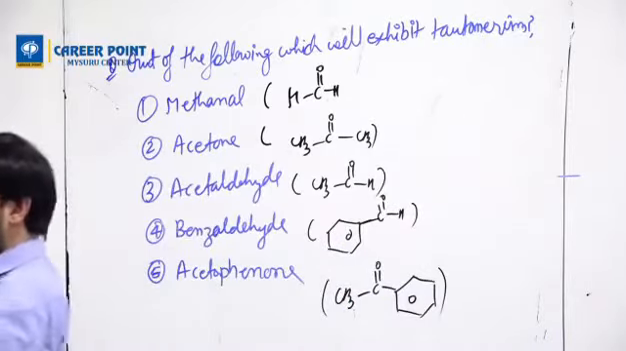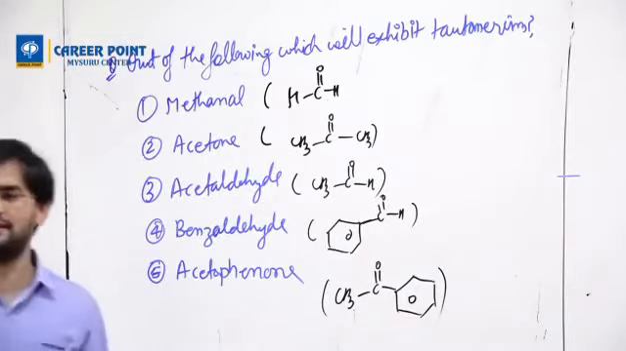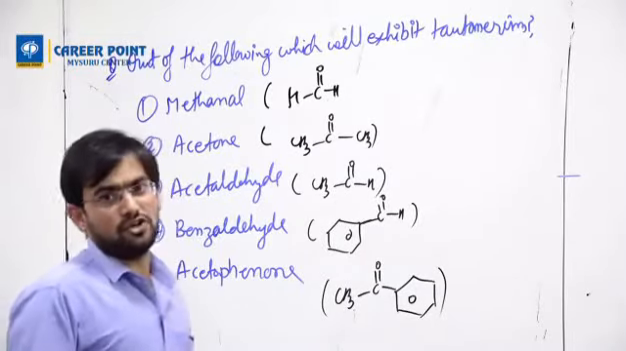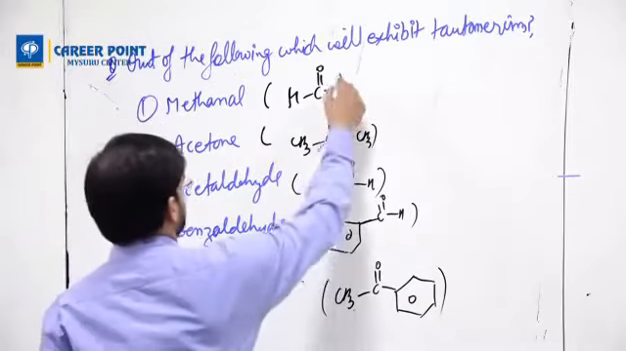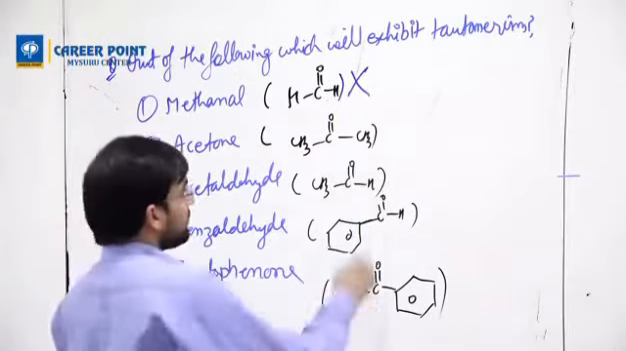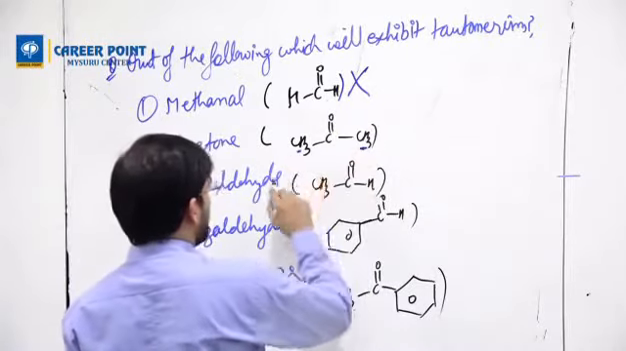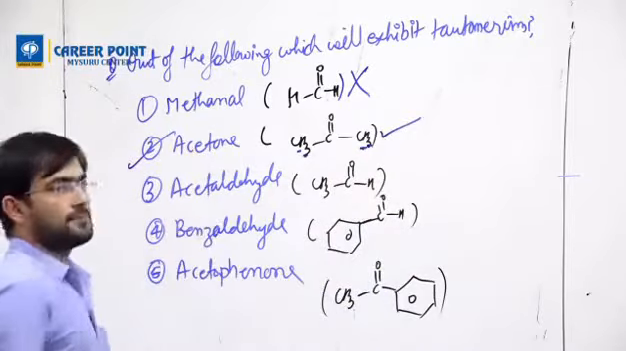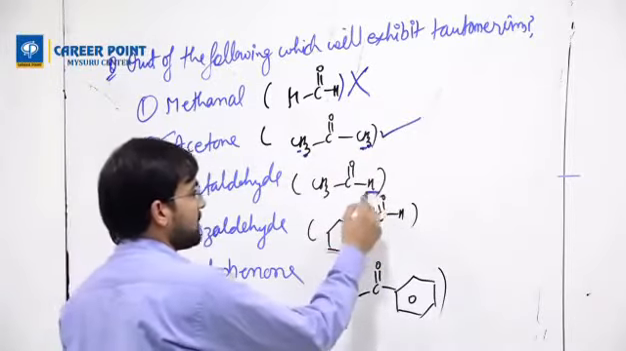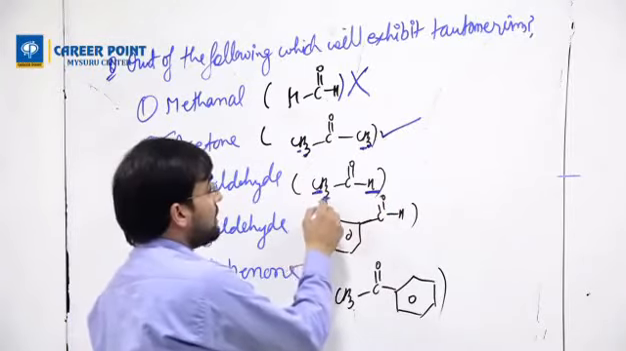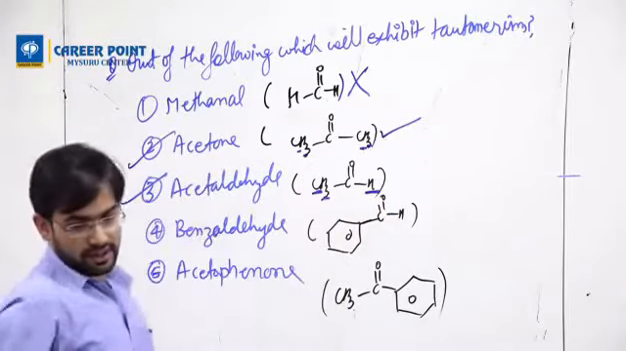Now that you have the 5 structures, it must be very easy to do. You need to find the alpha hydrogen. This doesn't have an alpha carbon. This will give it, so 2 is a correct option. This one doesn't have an alpha carbon. This one has an alpha carbon, and it also has alpha hydrogen. This will also give it.